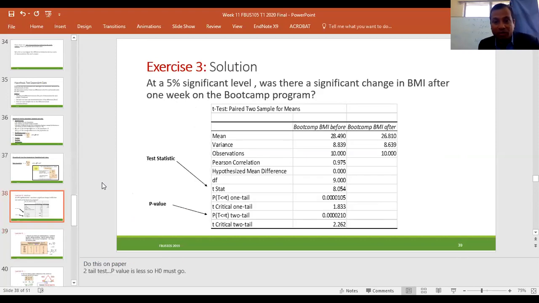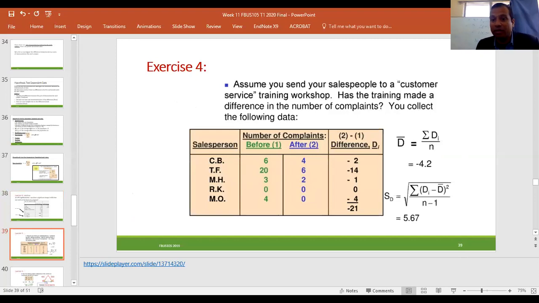Suppose you are doing the same sum manually. Take the example of exercise number 4. Assume you send salespersons to a customer service training workshop. Instead of the healthcare industry, now we have an example from the business world. Assume you send 5 sales executives for some sort of training workshop. Has the training made a difference in the number of complaints? As a manager, I thought they were not really good at customer handling, so I suggested they join a training program for 1 week or 1 month.